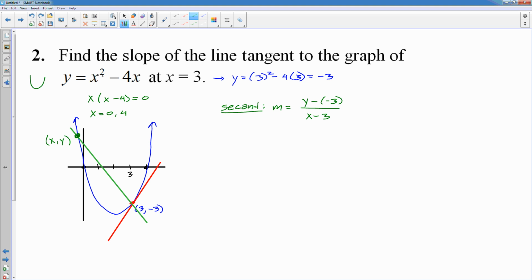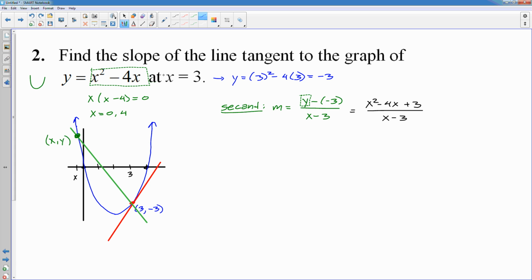But I do know that y is equal to x squared minus 4x. So I'm actually going to plug that in for y right there. So this is going to turn into x squared minus 4x, that's my y, minus the negative 3, which is plus 3, over x minus 3. Okay, that's my secant slope. But again, I don't care what the secant slope is.